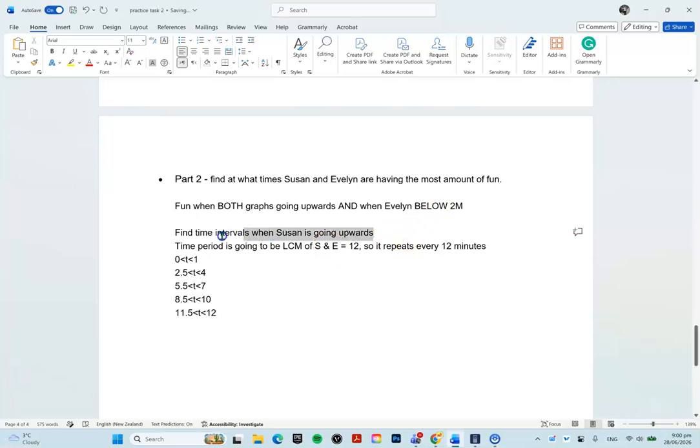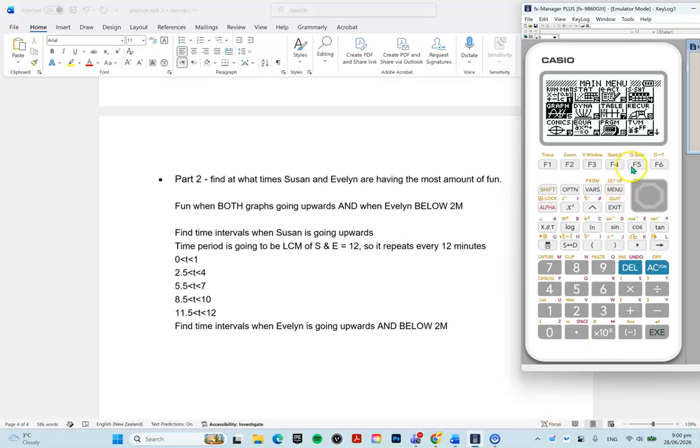Now we've got to find all the time intervals when Evelyn is going upwards and below 2 meters, remember? So we're going to do that now. So I'm going to clear these equations, exit, and we're going to delete all this. So F1 and delete. And I'm going to put in Evelyn's equation right now and the line.